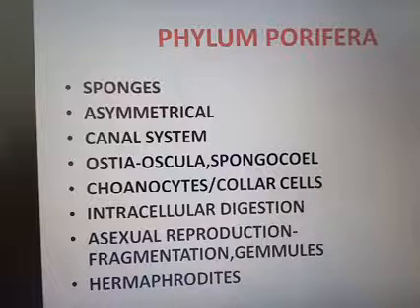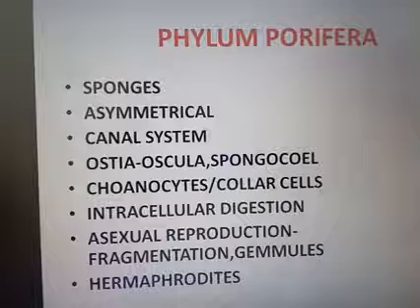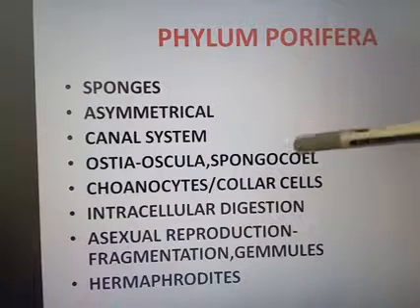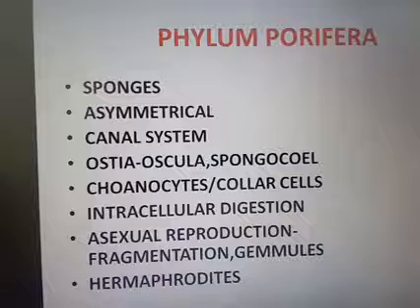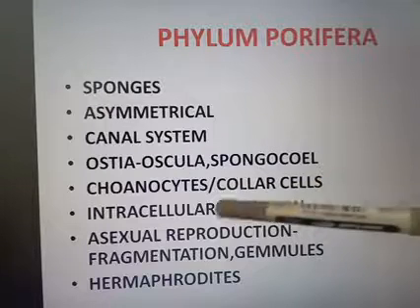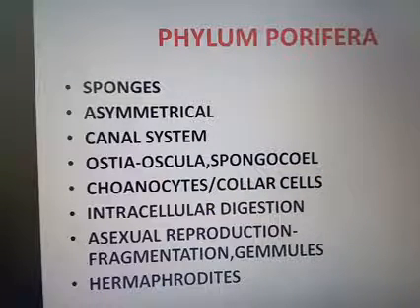The main features of the Porifera group, commonly known as sponges: they are asymmetrical and they have a water canal system. The water enters into the body through the ostia and goes outside through the oscula. From the ostia, the water enters into the cavity known as spongiocele. The spongiocele is supported by a type of cells known as choanocytes or collar cells.